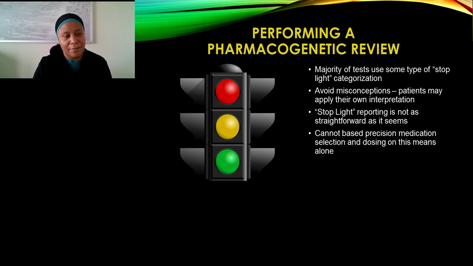Most results come as a red, yellow, and green. But again, as healthcare professionals, we want to make sure to encompass everything of precision medicine, and green doesn't necessarily mean go. We do have to look at other aspects of the patient and other medications.